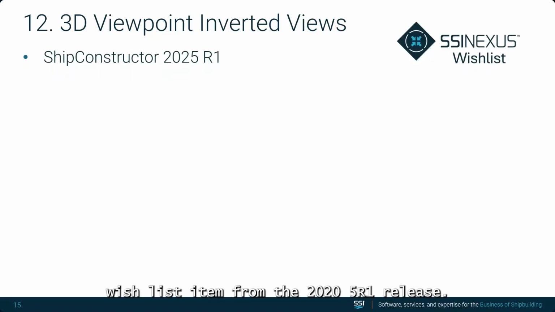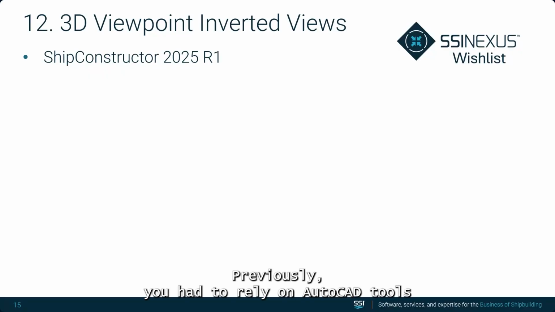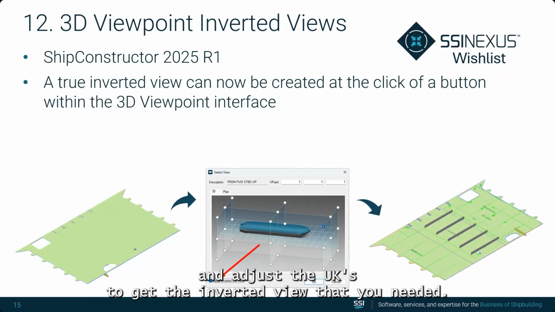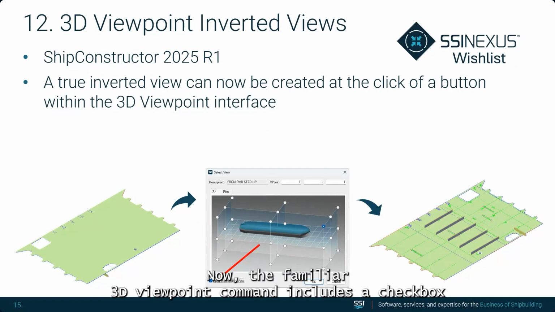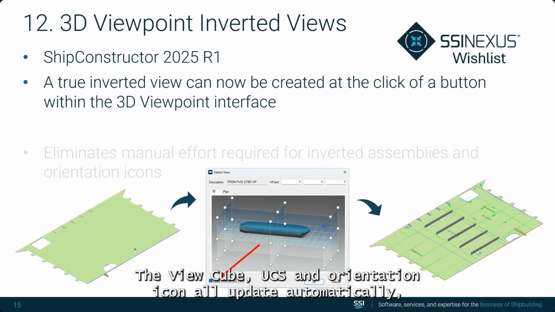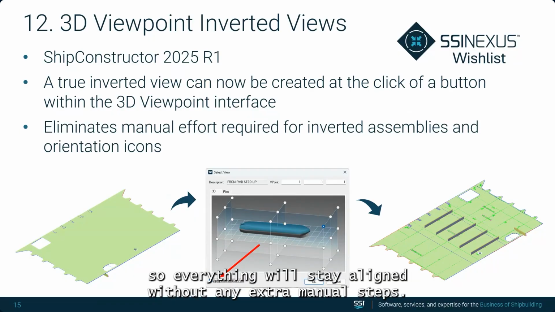This is another wish list item from the 2025 R1 release. If you create inverted isometric production drawings, this can be a real time saver. Previously, you had to rely on AutoCAD tools and adjust the UCS to get the inverted view that you needed. Now, the familiar 3D viewpoint command includes a checkbox that creates a true inverted view instantly. The view cube, UCS, and orientation icon all update automatically, so everything will stay aligned without any extra manual steps.